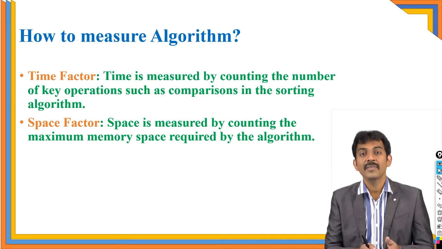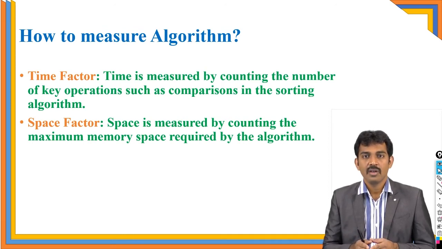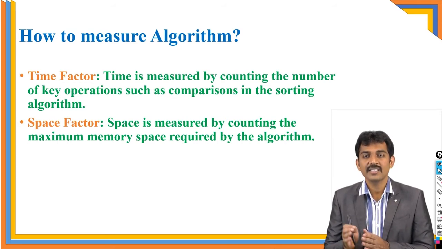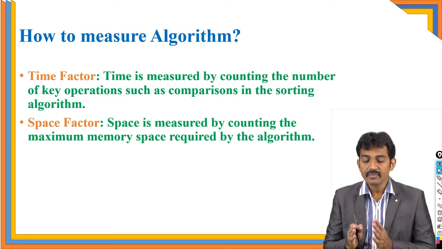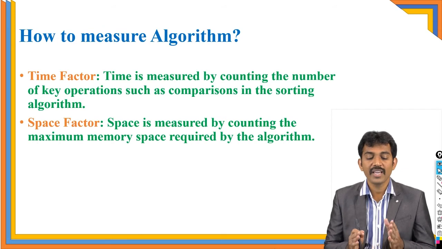Then that is called the best algorithm. Here, space is a very minor consideration from the algorithm analysis point of view. We are only considering the time. So what is the time factor? Time is measured by counting the number of key operations.